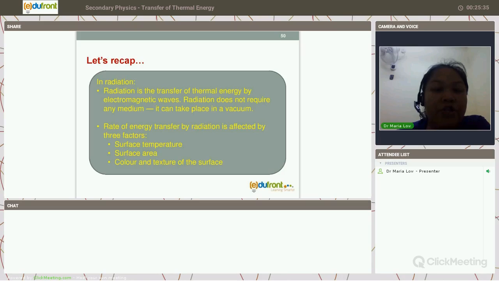Radiation is the transfer of thermal energy by electromagnetic waves. Radiation does not require a medium; it can take place through a vacuum. The rate of energy transfer by radiation is affected by three factors. The first is the surface temperature of the object. The second is the surface area of the object. The third is the color and texture of the surface.